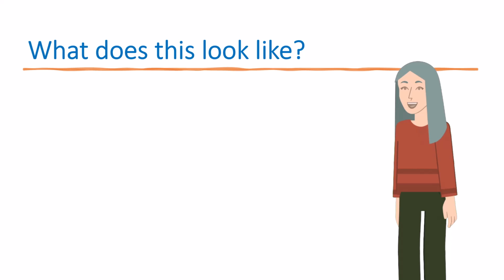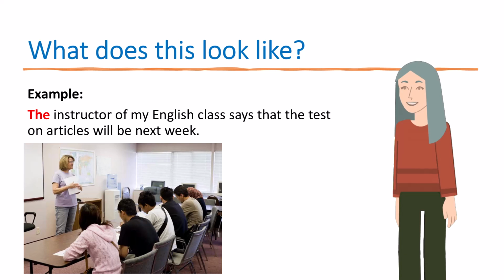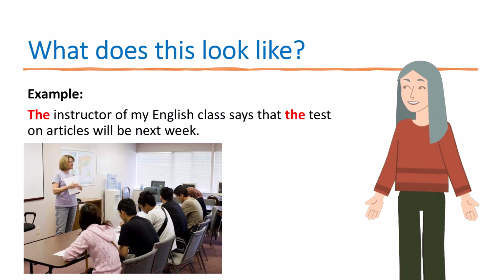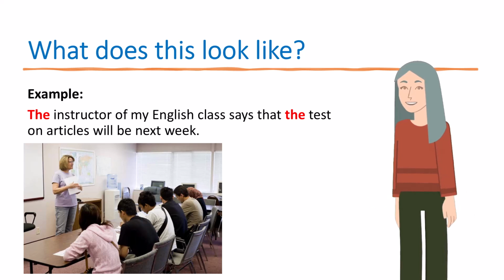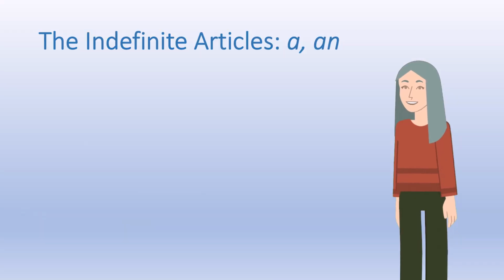Let's see an example of what this looks like in real terms. The instructor of my English class says that the test on articles will be next week. The first definite article, the, refers to a specific instructor, the instructor of my English class, not any of my other instructors. The other definite article used also identifies which test, specifically the test on articles. By using the definite article, the listener or reader doesn't need to ask which instructor or which test. It is clear.